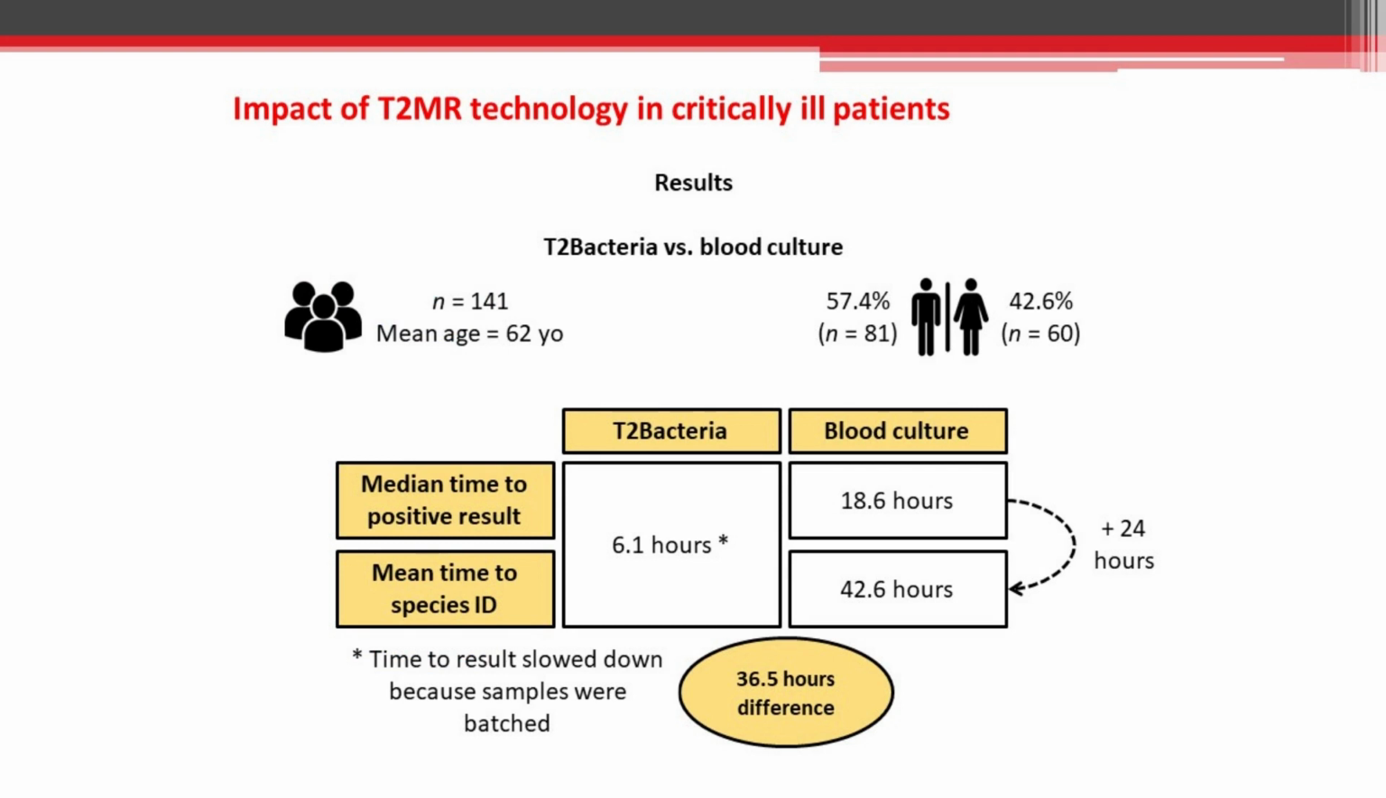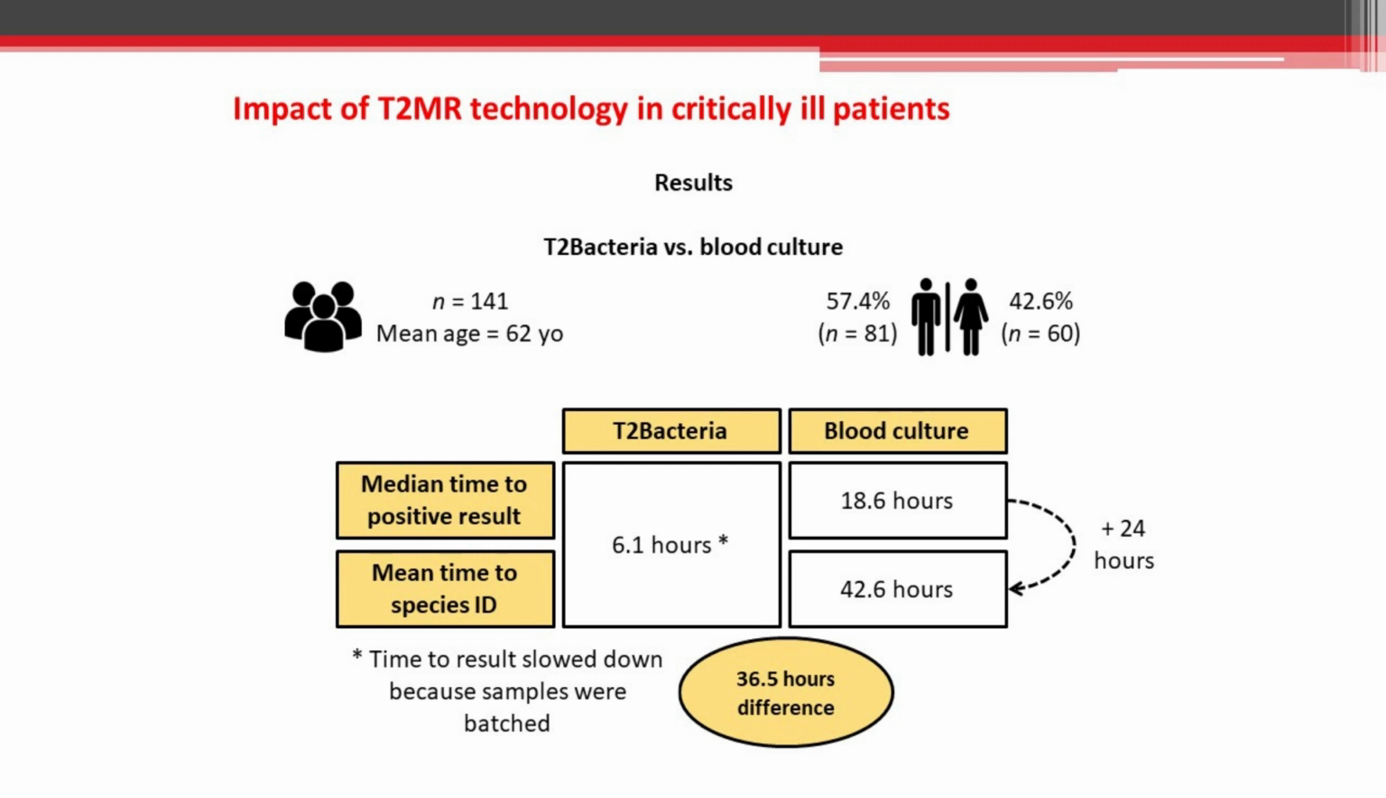So, regarding the results for the T2 bacteria, what do we have so far? We performed 141 tests from a population with a mean age of 62 years old, and the results were quite impressive. So we have a median time to positive result and to species ID of 6.1 hours. If you remember, I said that the results will probably be done in 3 to 5 hours. But the thing is, this number is a little bit higher because the samples were batched. And if the device is fully running, it will take a little bit longer to get the results. But it's still quite impressive to compare with the conventional method.